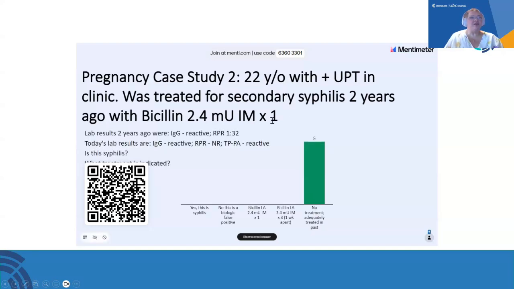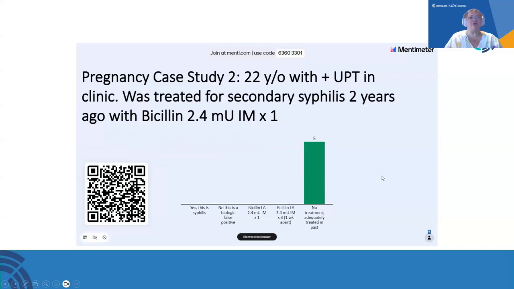However, if we didn't know this past history of what the labs were 2 years ago, we would not be able to say that they were adequately treated, because we've got to have this original lab to make sure we have that 4-fold decrease. And that's where your local health department is going to come in. Whenever you get these results and you don't have that past history, you notify your local health department and they get you that last history so that then you can stage and manage appropriately. So yeah, no further treatment is needed.